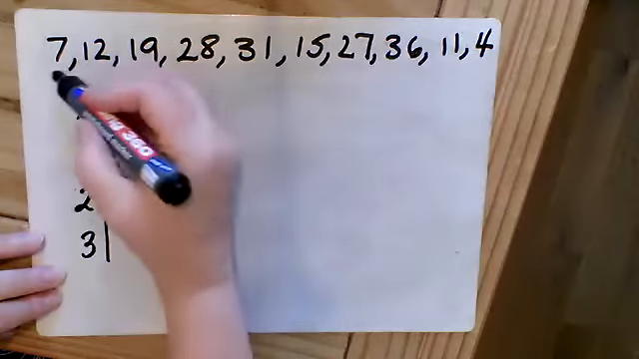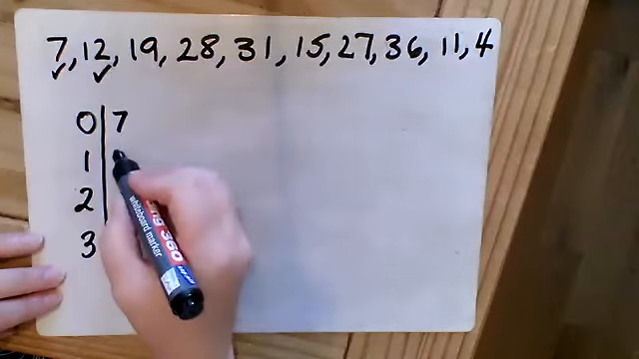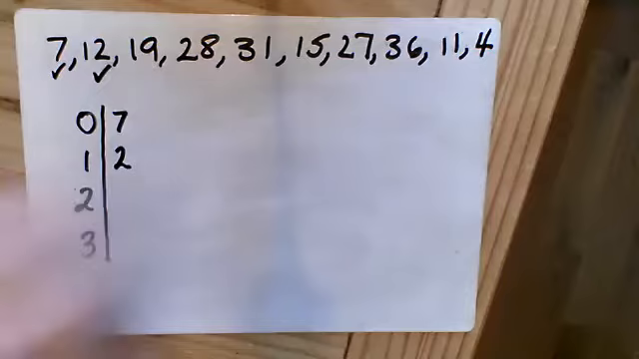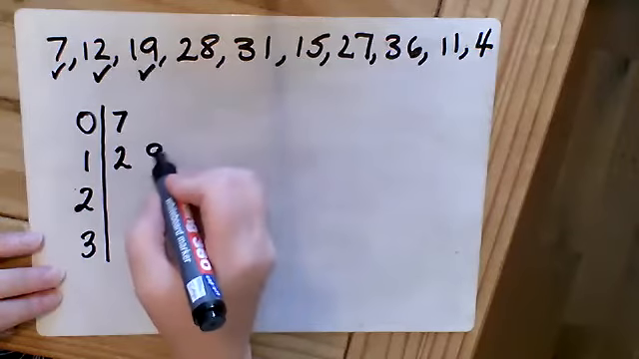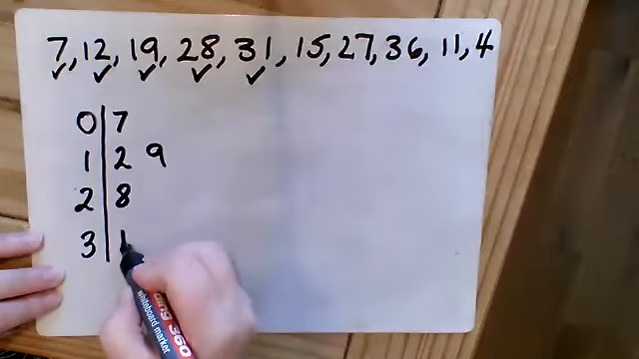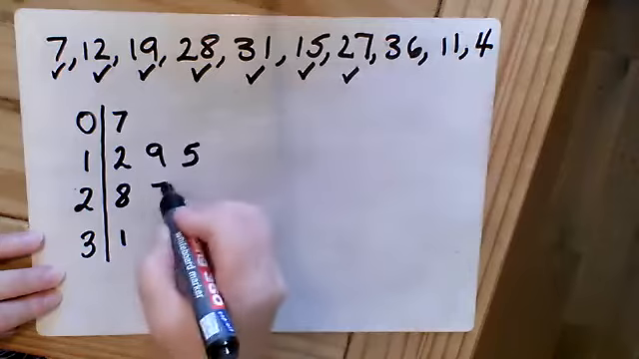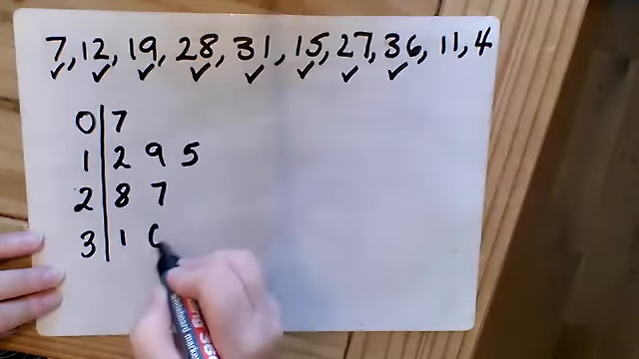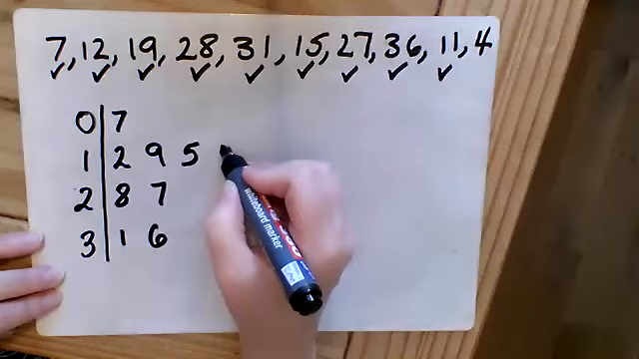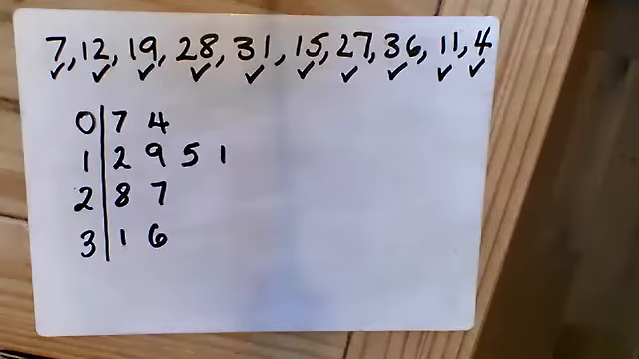So 7 is going to go there. 12. I'm just putting the leaf, so we just put in the units part there. 19 would go here, 28, 31, 15, 27, 36, 11 and 4.